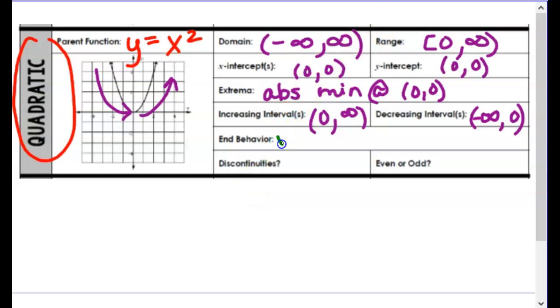Maybe I'll start with the x's this time, just to give you all the different varieties. As I go to the left, y is going up. As I go to the right, y is going up. Lots of ways you can write end behavior. It has no discontinuities. Even, odd, or neither, guys? It is even. It has y-axis symmetry.